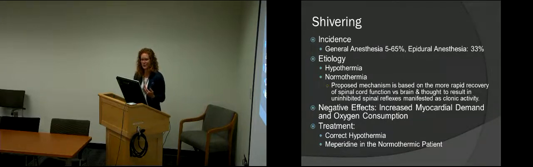And obviously the big negative is that if a patient is shaking, they have increased oxygen consumption, and they're then having increased myocardial demand. So we can have issues with ischemia and things like that in patients who are at risk. If they're hypothermic, you treat it, right? Put the Bair Hugger on, do all those things in the PACU. And then in a normothermic patient, people will use meperidine to help treat that, so the patient also doesn't get big muscle aches from it.